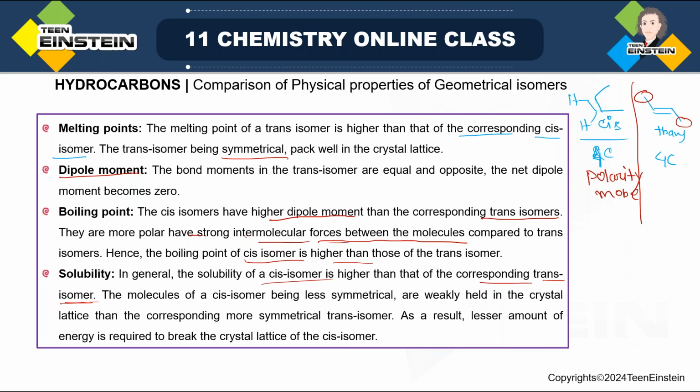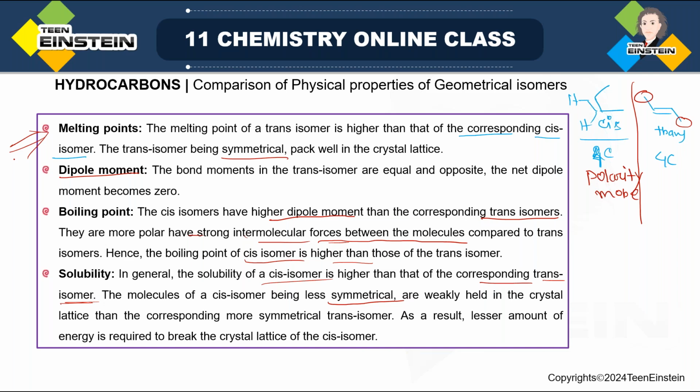be more. The molecules of cis isomer are less symmetrical and they are weakly held in the crystal lattice compared to the corresponding more symmetrical trans isomer. The same type of logic we have also seen when we compared melting point. So here also we are talking about the same thing. It is less symmetrical, so in the crystal lattice the packing will not be very good. So that is why you can easily break it and make it soluble.